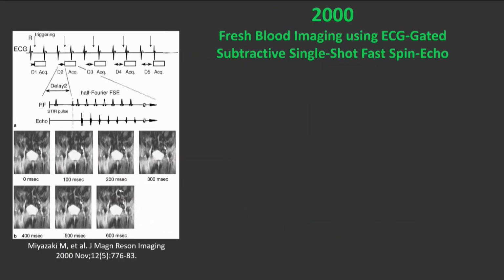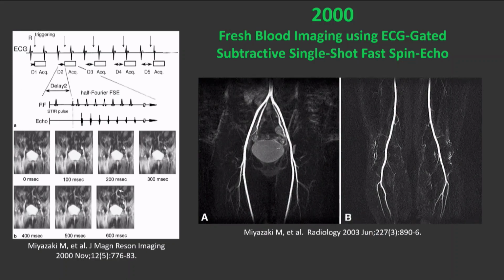And for instance, Miyazaki, who did absolutely brilliant pioneering work in the development of fresh blood imaging, that's really based to a large extent on that earlier work from 1985, 15 years earlier, but this time using more advanced pulse sequences, the fast spin echo type sequences.